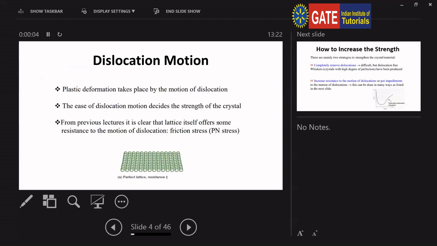Okay, so if that PN stress, meaning the friction offered by the lattice, is not enough, then we have to create some obstruction to the motion of the dislocation artificially in order to increase the strength of the material. And that is the basis for the strengthening mechanisms. I hope you understood. The lattice is offering some resistance, but we still want the material to be much stronger than that. Then we have to make things such that the motion of the dislocation inside the lattice becomes difficult.